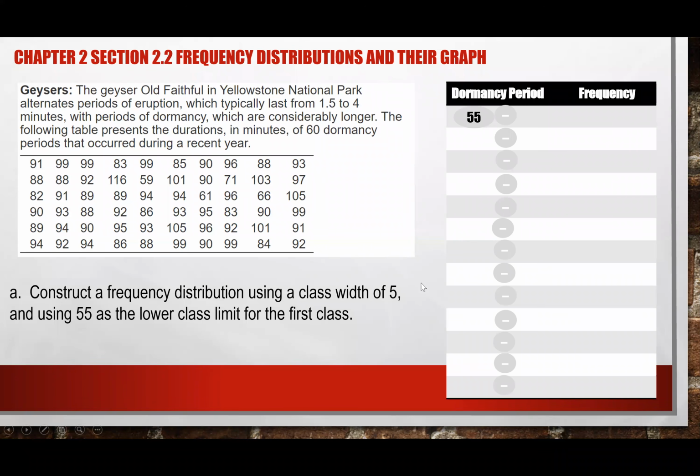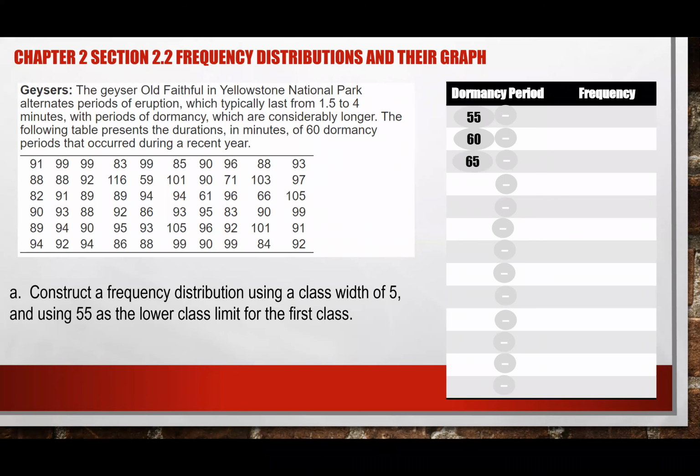So remember, what is the class width? I told you guys that the class width is what you add every time you jump from one class to the next. My first class starts at 55. If I jump to my second class, I need to add 5 units, so from 55, I add 5 to give me 60. From 60, if I jump to the third class, I need to add 5 to give me 65.